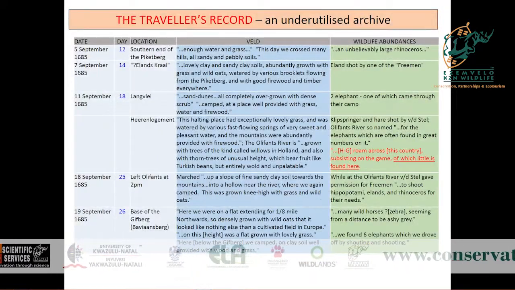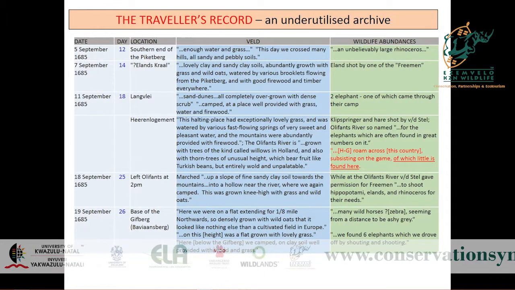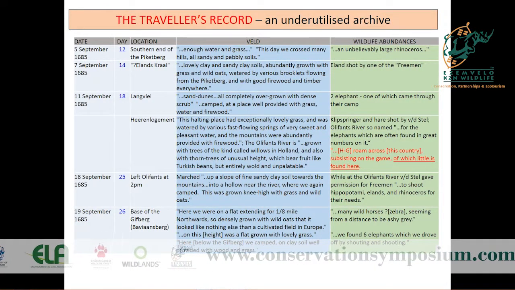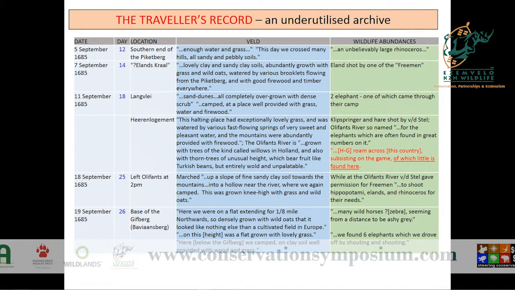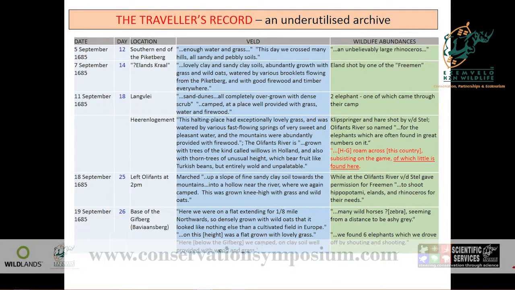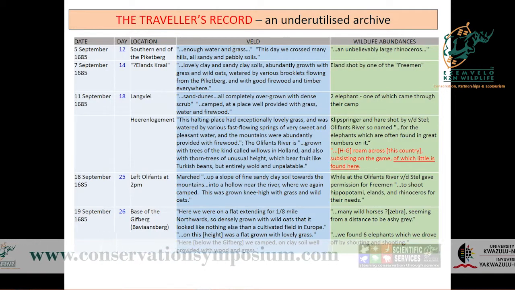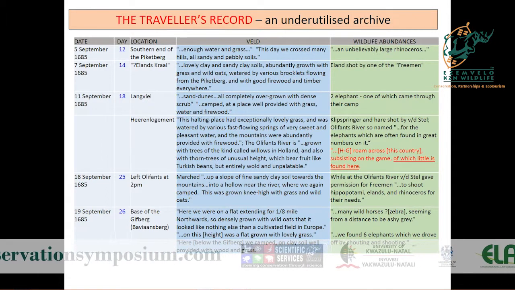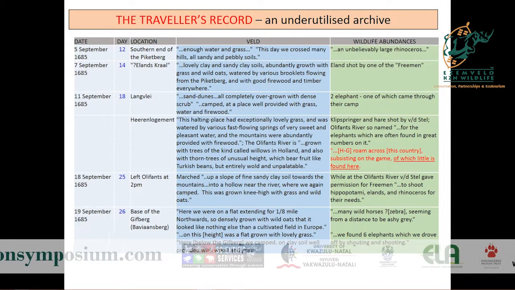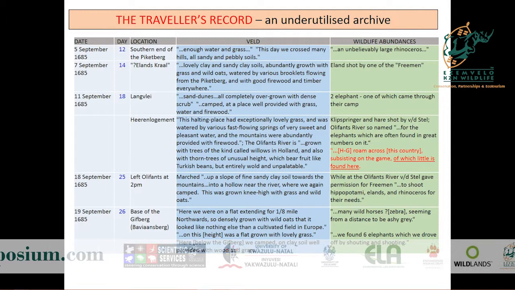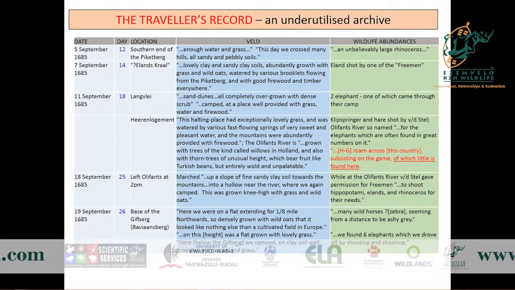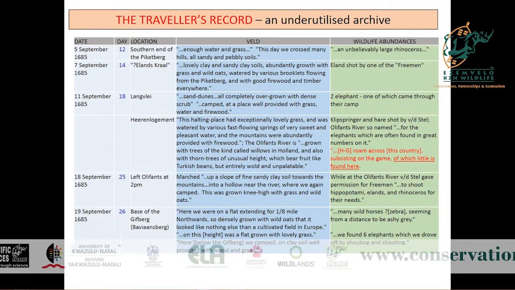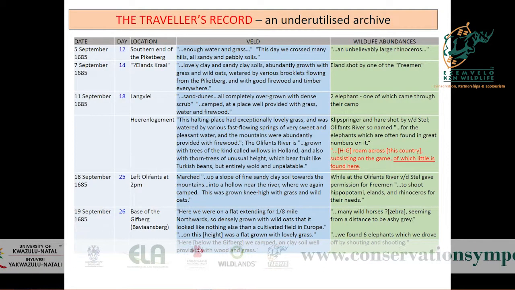But I do think it's an underutilized resource, and I don't think there's been enough of a systematic approach to the travelers' record. So this, for example, is Simon van der Stel's 1685 trip to Namaqualand, and if you look at every single entry, you could put it in a table by date and by location and extract some very useful commentary, like this one over here, where he notes that hunter-gatherers roam across this country, subsisting on game, of which, surprisingly, very little is found here.